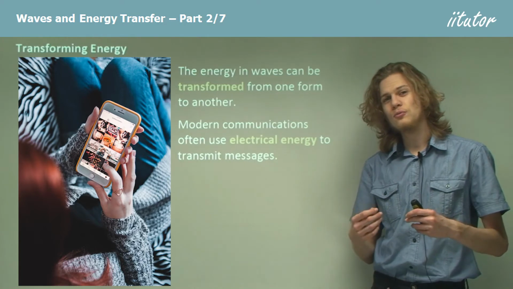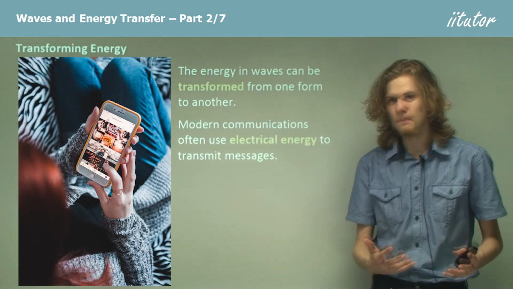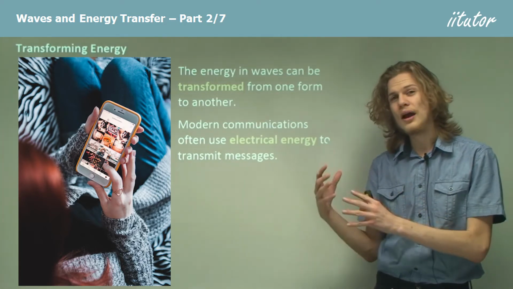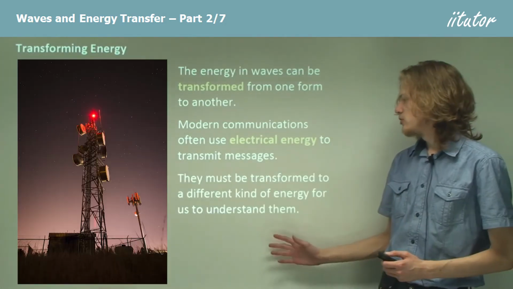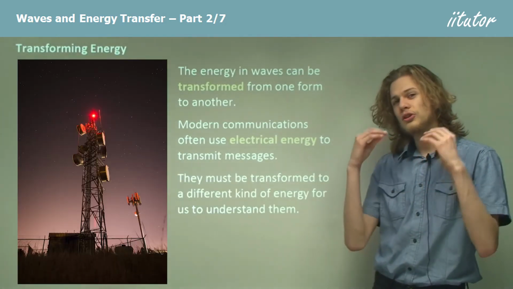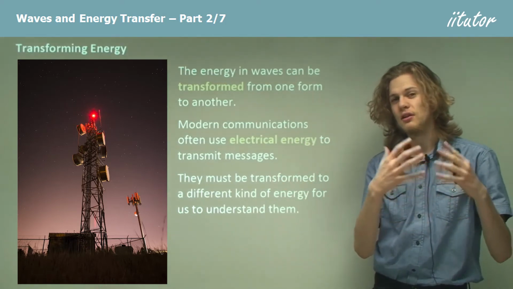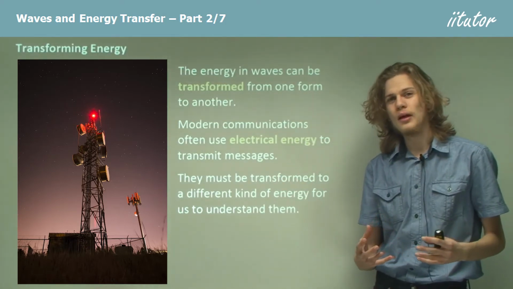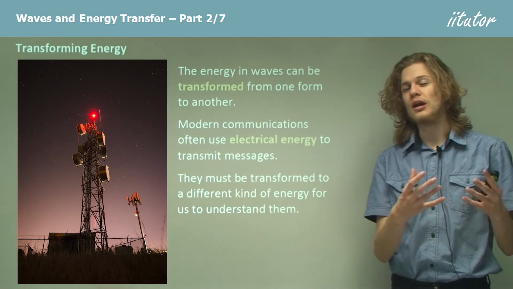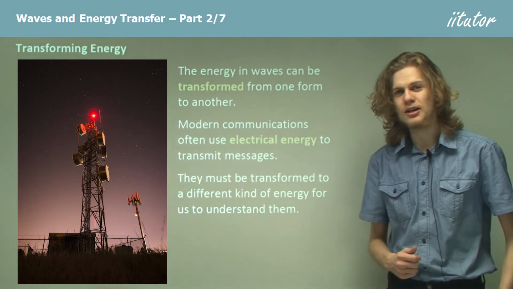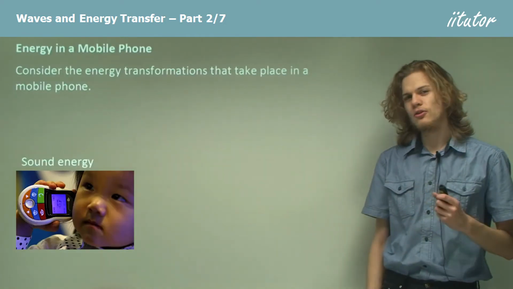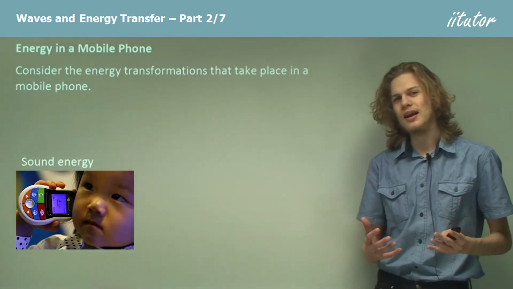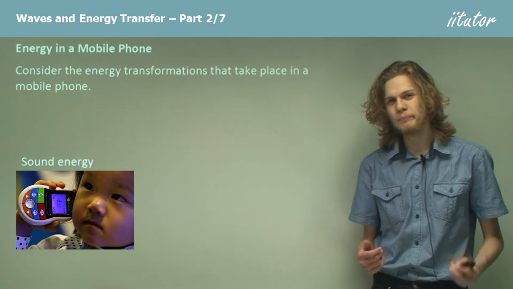So if we can transform things to and from electrical energy, that means that we can use electrical waves to transmit messages. Once it's being transmitted as electrical energy, we can transform that back to a form of energy that we can understand, like sound energy, if we're talking over a telephone. So let's take a look at the various energy transformations that happen when we talk on a mobile phone.